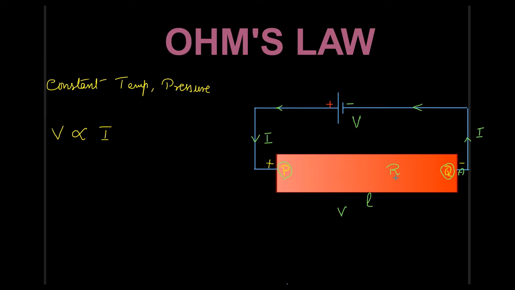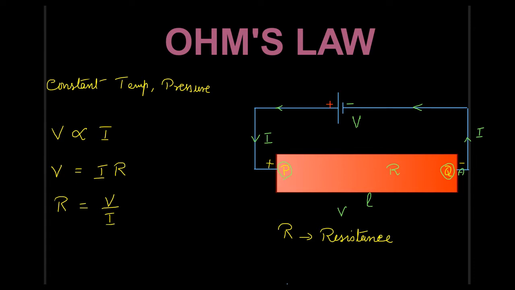So V is proportional to I, or V equal to a constant into I. That constant R is called resistance of the conductor. So R is the resistance of the conductor. Now what is the resistance of the conductor? It is the hindrance offered to the flow of current through the conductor, or resistance is the ratio of potential difference to current through the conductor.